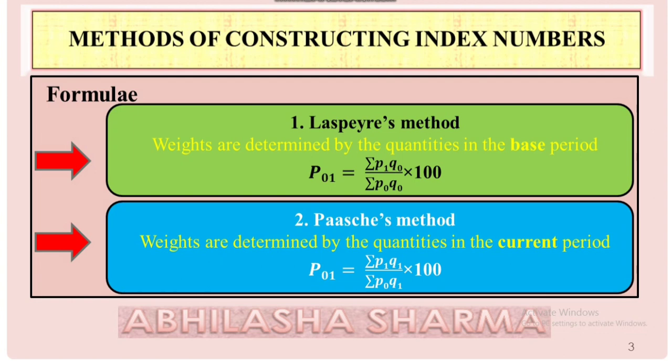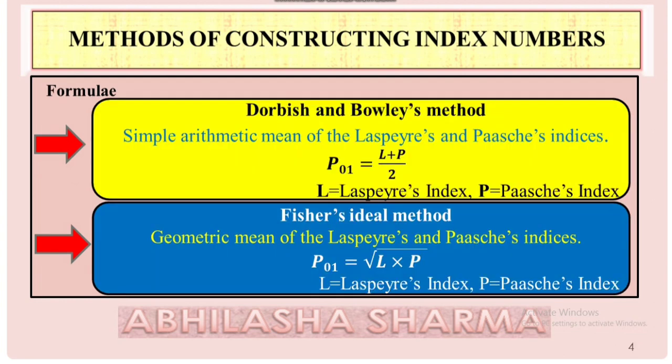Second method is Paasche method. In this method, weights are decided by the quantity in the current year. Formula to construct price index with Paasche method is sigma P1Q1 divided by sigma P0Q1 into 100. Another method to construct weighted aggregative price index is Dorbish and Bowley method. This is the simple arithmetic mean of Laspeyres index and Paasche index. Formula is Laspeyres index plus Paasche index divided by 2.